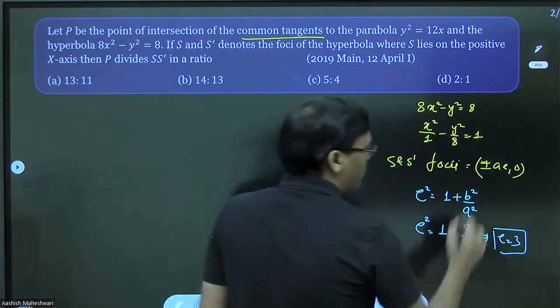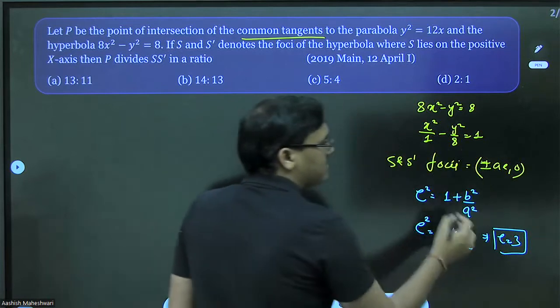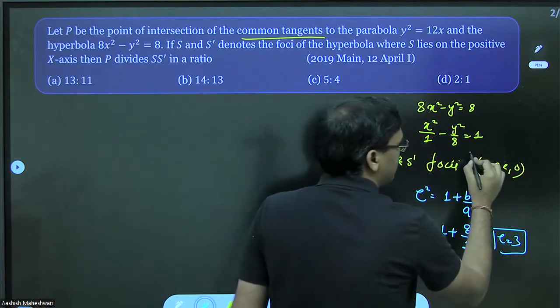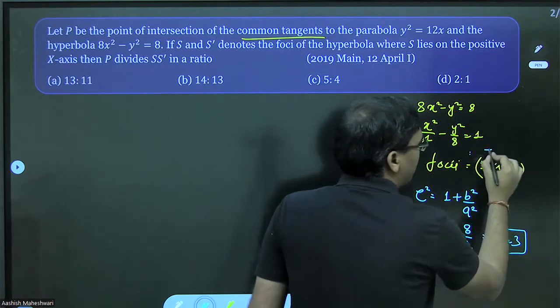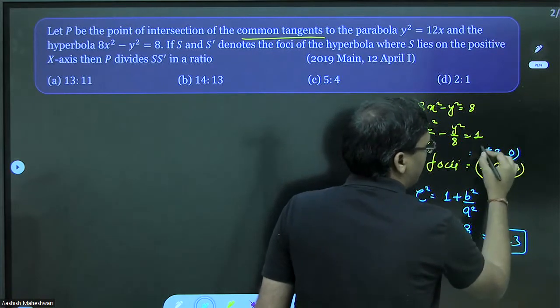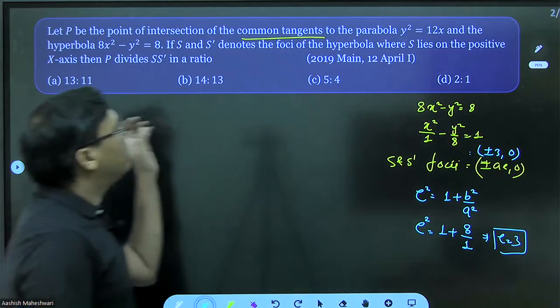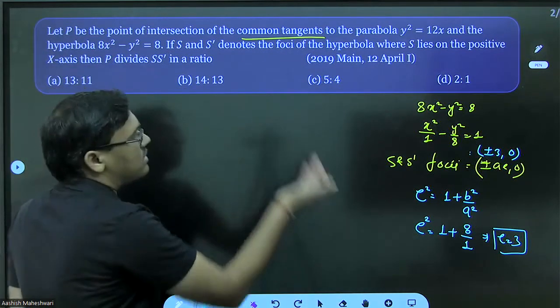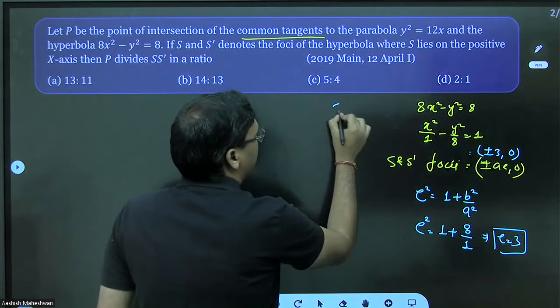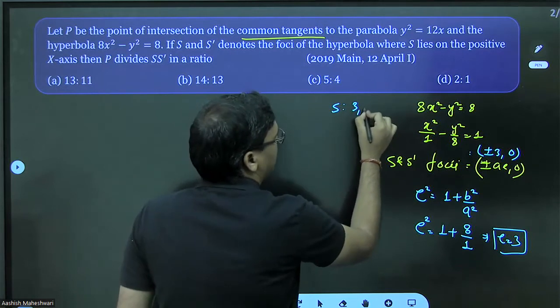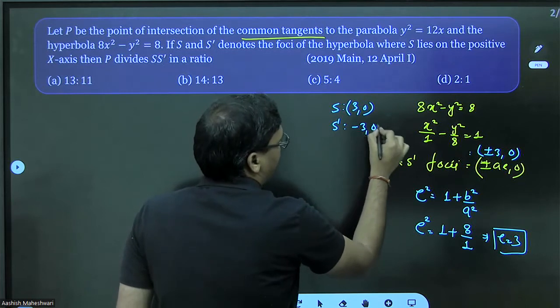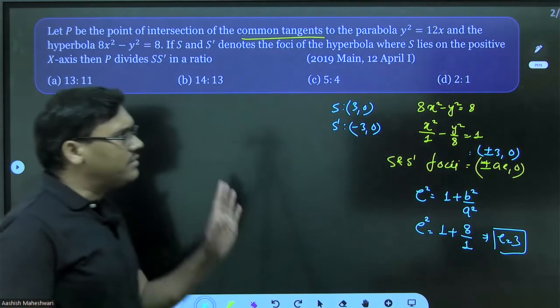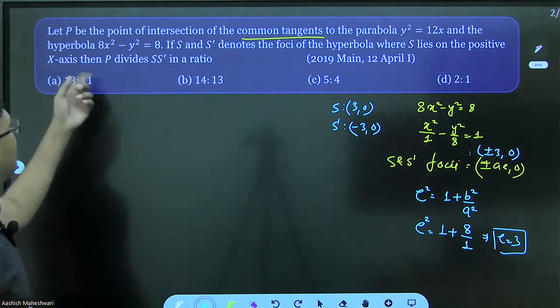So you can see the foci are plus minus AE comma 0. What is the value of A? A is equal to 1, E is equal to 3. So the foci will be plus minus 3 comma 0. We have got S. S lies on the positive x-axis, so S will be 3 comma 0, as they have clearly mentioned, and S dash will obviously be minus 3 comma 0. This is the first part. Now we have to just find the point P.